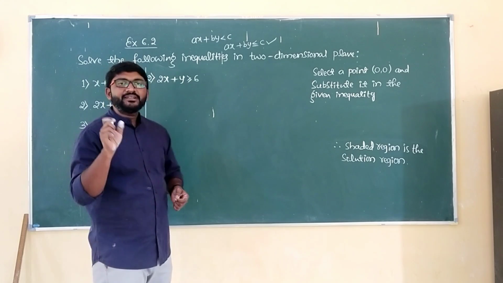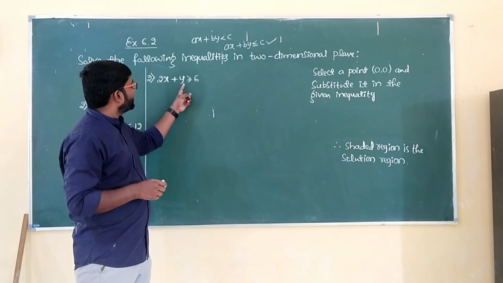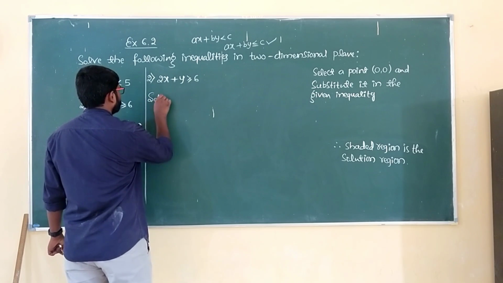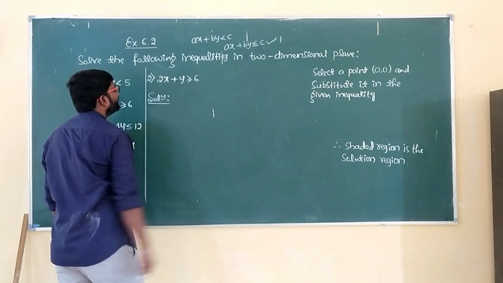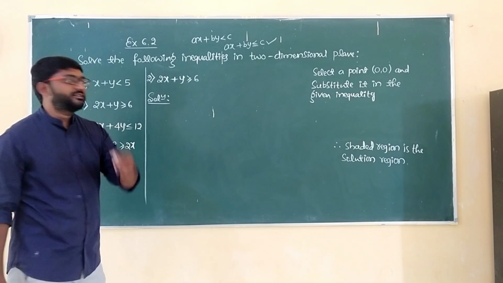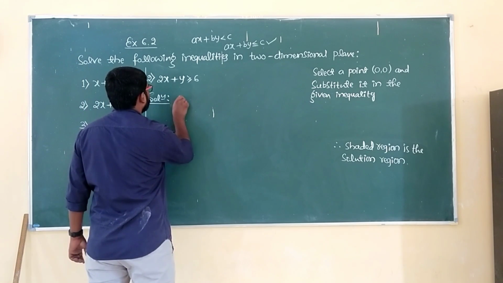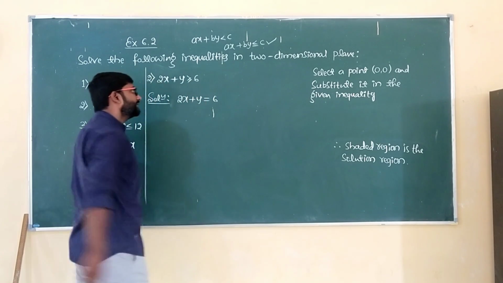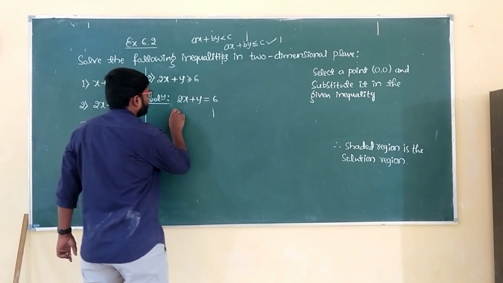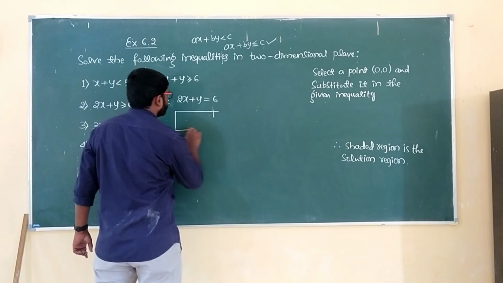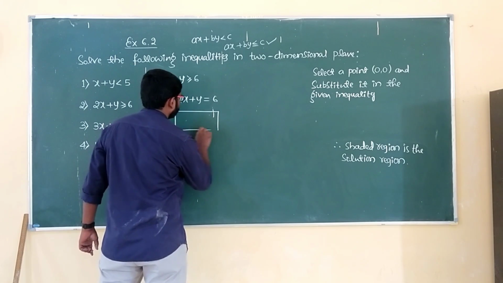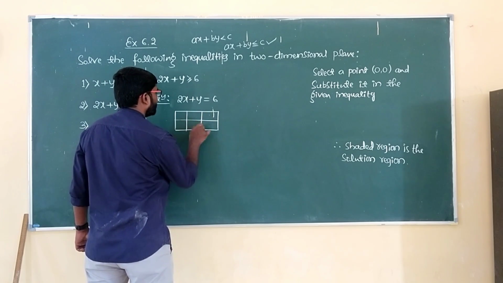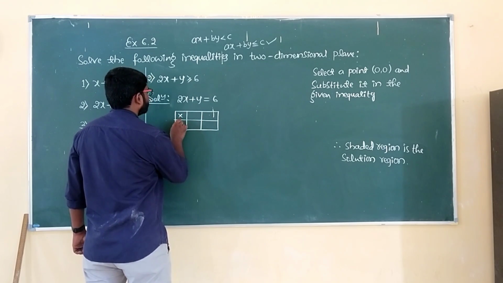Well, let us solve question number 2. It is 2x plus y greater than or equal to 6. So what does the procedure say? First we have to remove the inequality sign and write the equal sign to plot the graph. 2x plus y equals 6. Now we will have to consider the table and consider two values, x0 and y0. So this is x and y.